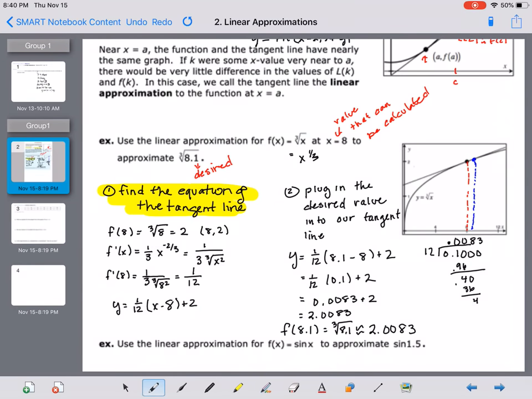Now, if you have a calculator, I want you to plug in and find the actual, and you'll see that it's pretty close to this approximation. I mean, it's pretty much exact when it comes to our 4 decimal places. So pause the video, plug it in, see what you get.